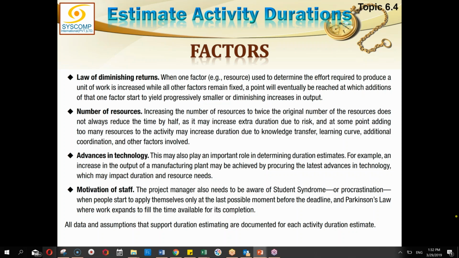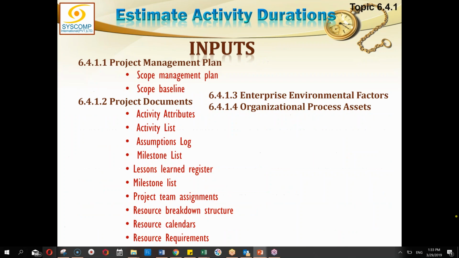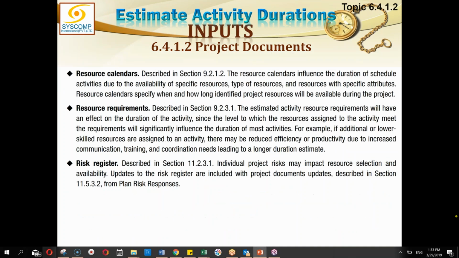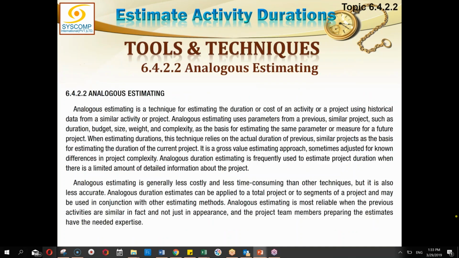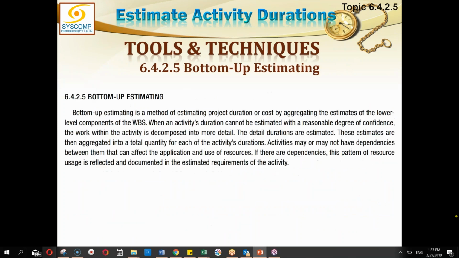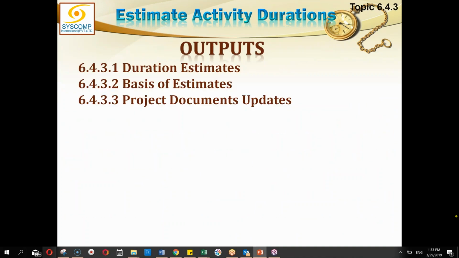Motivation of staff. Project manager also needs to be aware of student syndrome. You must understand people are motivated if you put in that effort. They cannot be treated as machines. So these are all those techniques which I just told you.